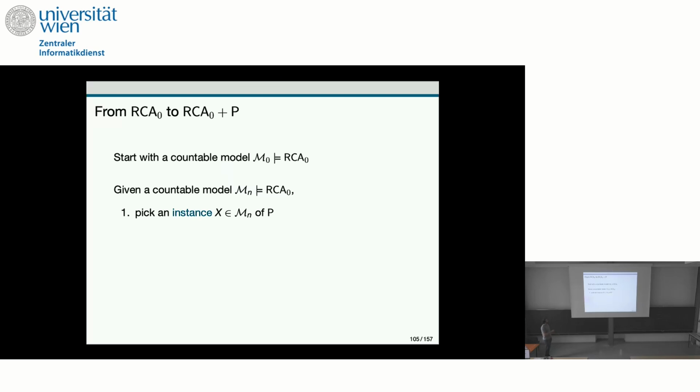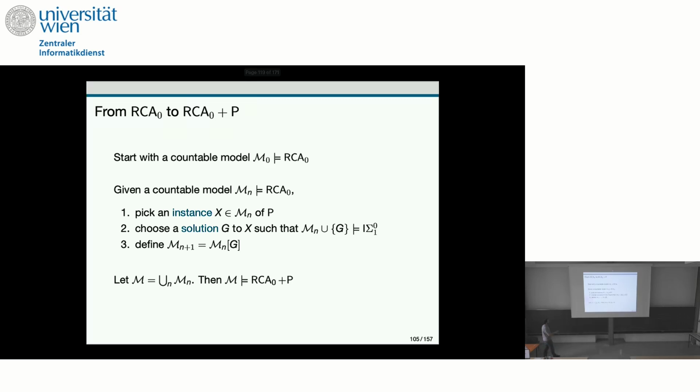And you pick an instance of your problem in Mn. You choose a solution so that you still satisfy Sigma 0 1 induction on this extended model. And then you define Mn+1 to be the downward closure of this extended model with Delta 0 1 comprehension. And then at the end, you define M to be the union of this increasing sequence of omega extensions.